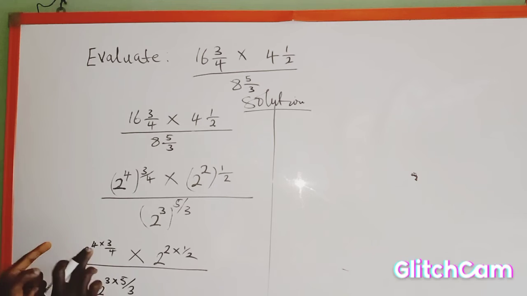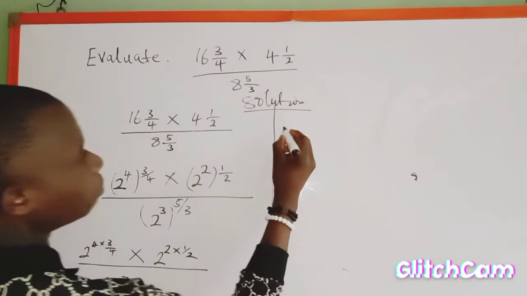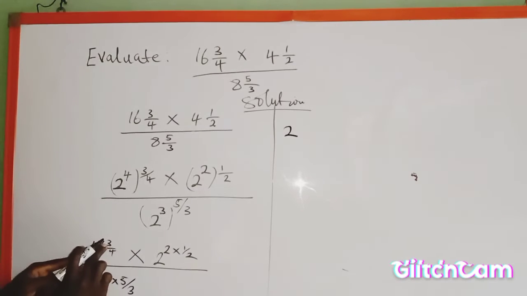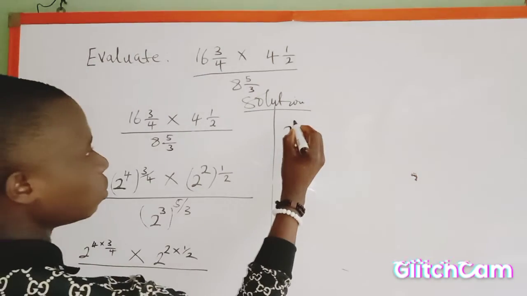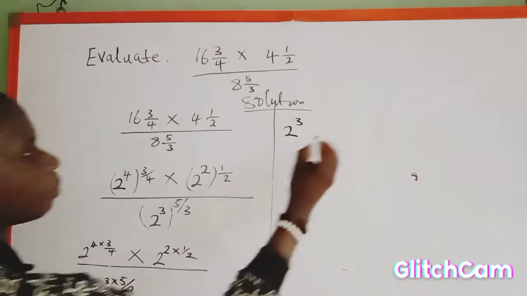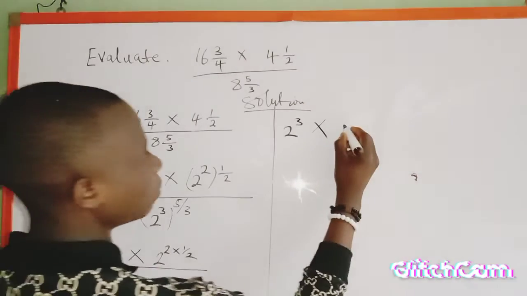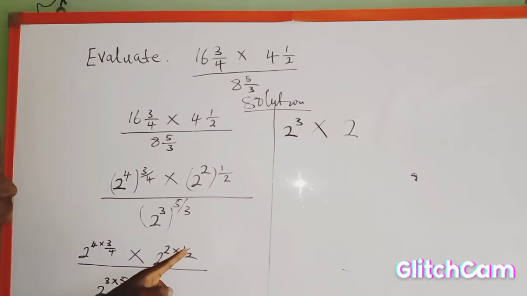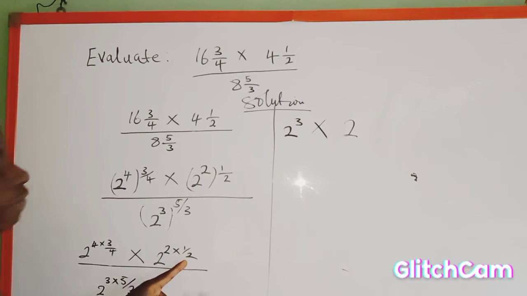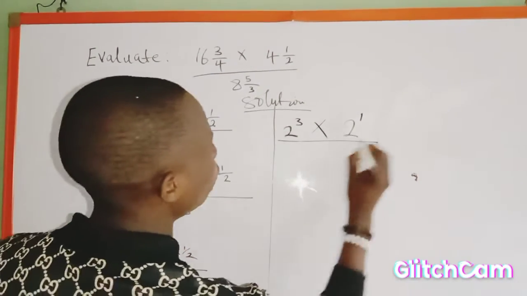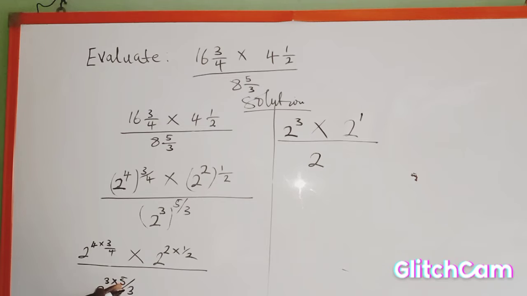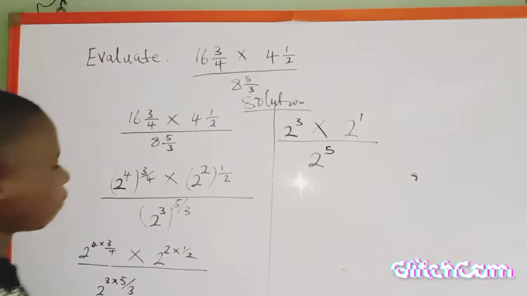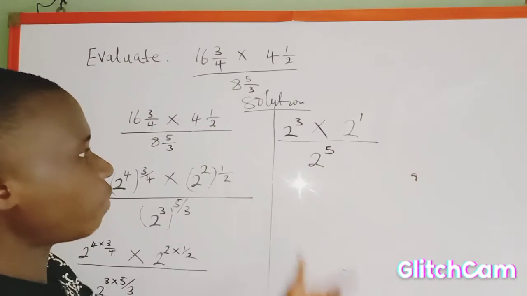This is 2 and the powers are 4 multiplied by 3 over 4. So I write the base, which is 2. 4 multiplied by 3 is 12, and 12 divided by 4 is 3. So it's 2 raised to the power of 3. Then multiply by 2 as the base. 2 multiplied by 1 is 2, and 2 divided by 2 gives me 1. Everything over 2, then 3 multiplied by 5 gives 15, and 15 divided by 3 gives me 5. So we have gradually reduced this fraction.